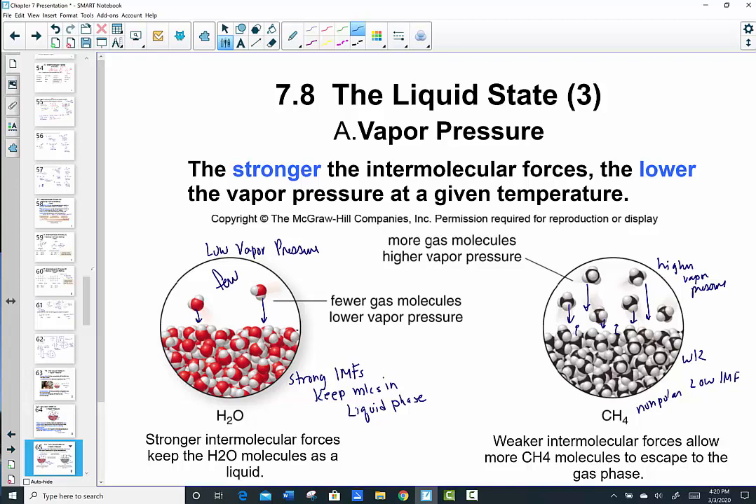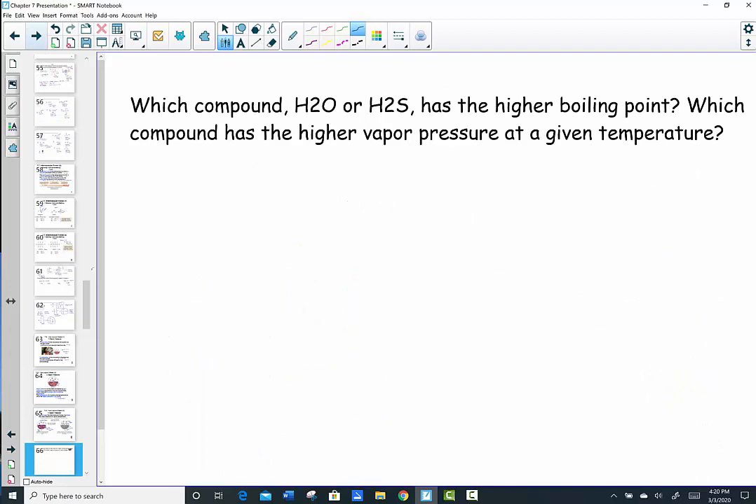So if you have very strong intermolecular attractions like a water molecule, remember, they have dispersion, they have dipole-dipole, and they exhibit H bonds. That's going to hold them in the liquid phase. Holds them here. And then very few escape. So that creates a very low vapor pressure. So which compound has a higher boiling point? Let's just determine this by structure.